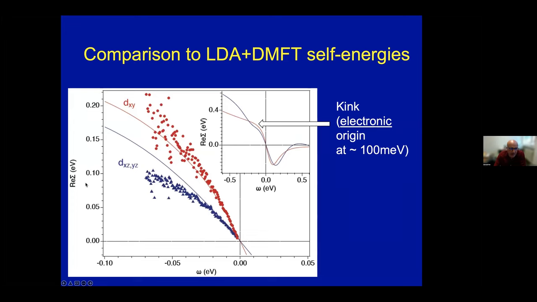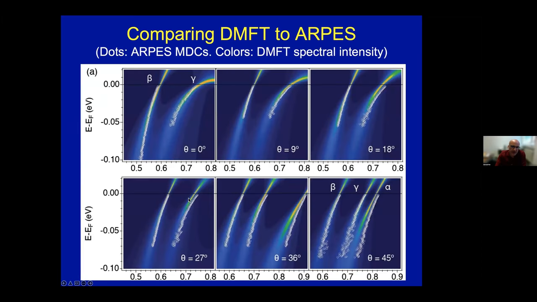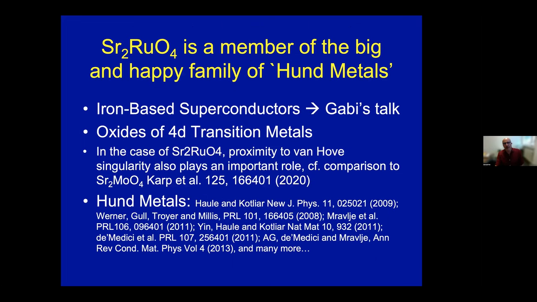And here you see a comparison between the self-energy calculated from electronic structure plus DMFT, which are the plain lines, and this experimental determination of the self-energy. Here is the self-energy, here is the comparison between the measured dispersion of quasi-particles from ARPES and the color map of the DMFT spectral function. And you see that there is a very beautiful matching between theory and experiment here.